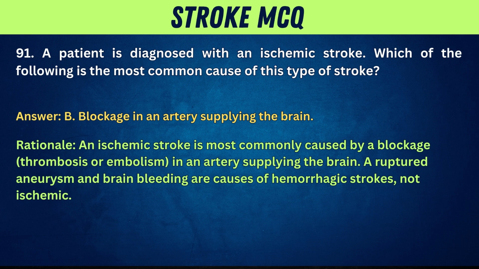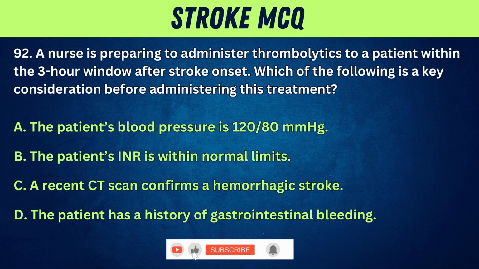Rationale: An ischemic stroke is most commonly caused by a blockage, thrombosis, or embolism in an artery supplying the brain. A ruptured aneurysm and brain bleeding are causes of hemorrhagic strokes, not ischemic.